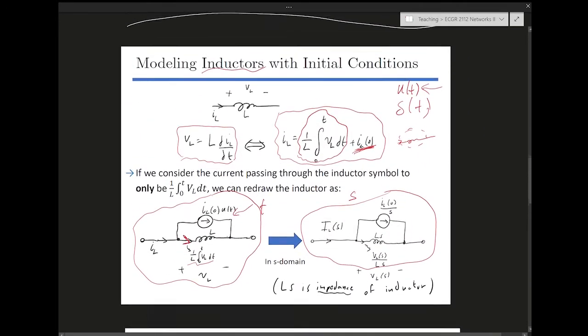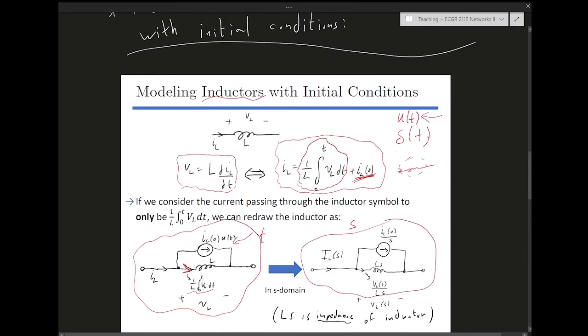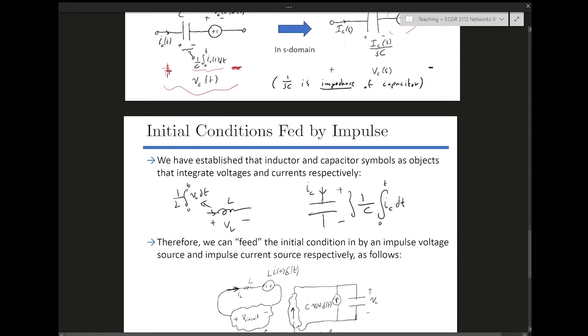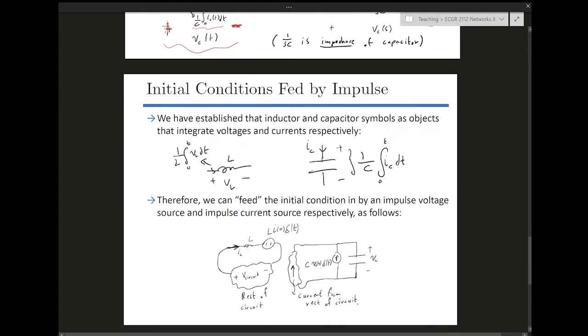There is another way to model the initial conditions, which utilizes this delta function. This works in the following manner. First let's revisit what we established. The symbols themselves in the circuit, in the S domain, just represent integration or differentiation. So for an inductor, the current passing through this inductor symbol is just the integral of VL, of the voltage across the symbol.